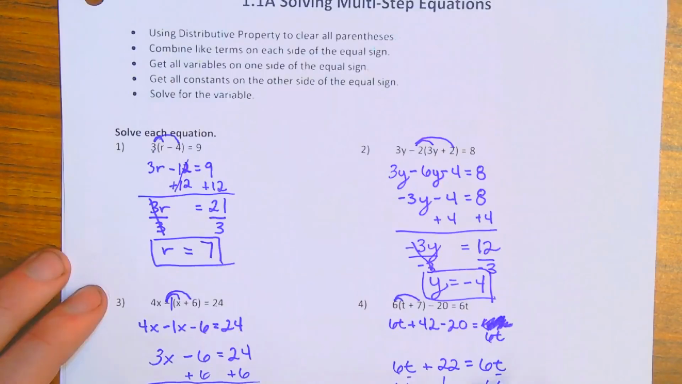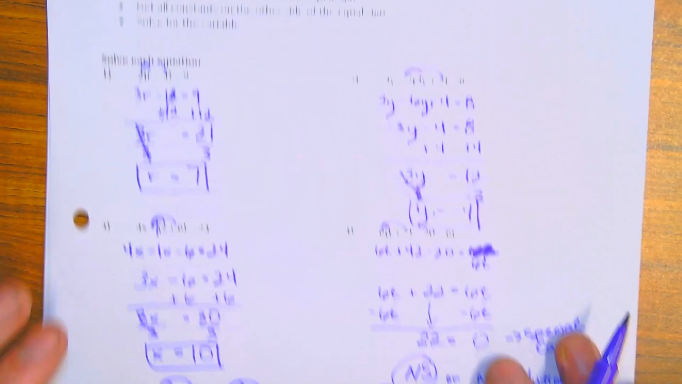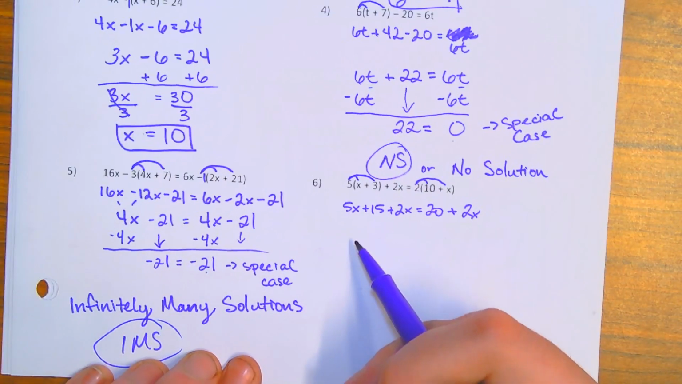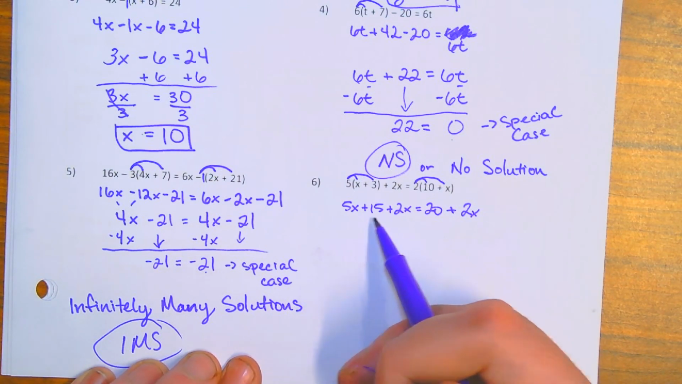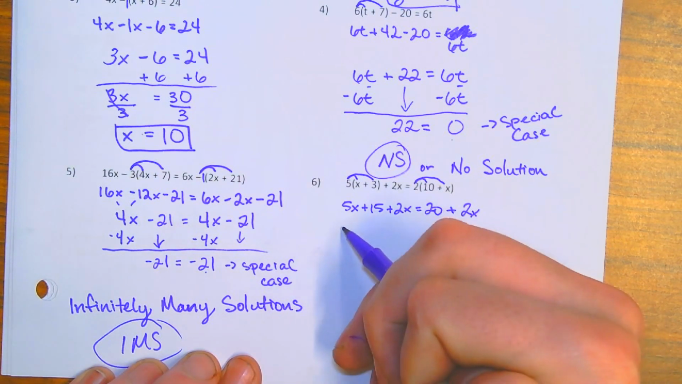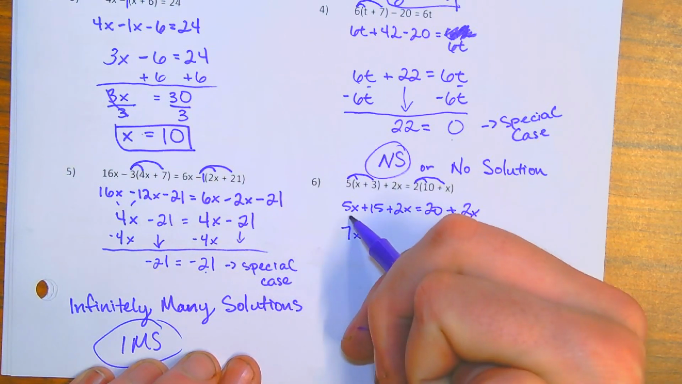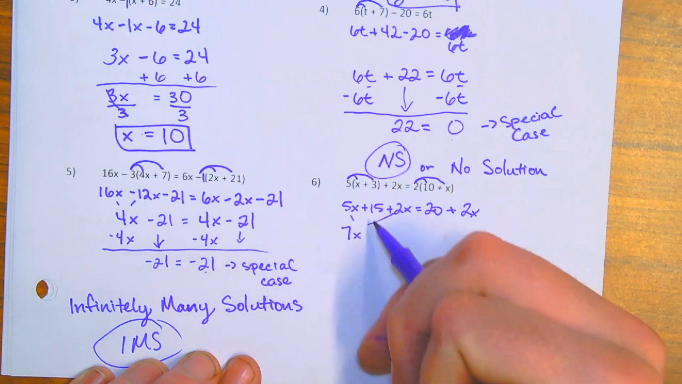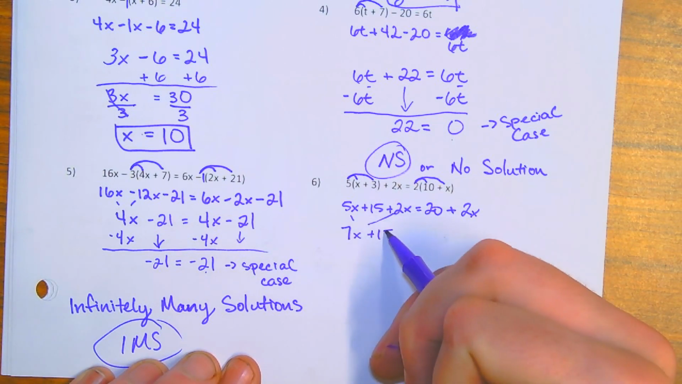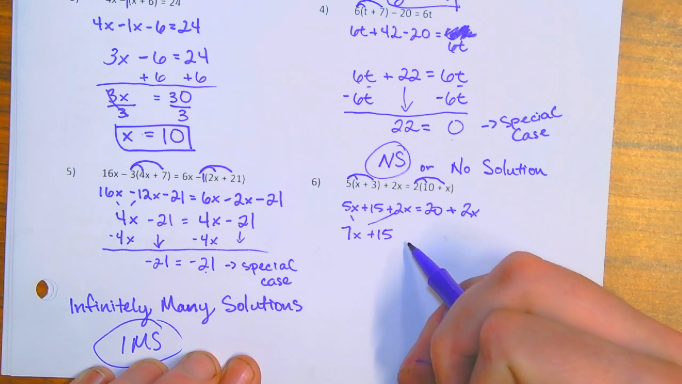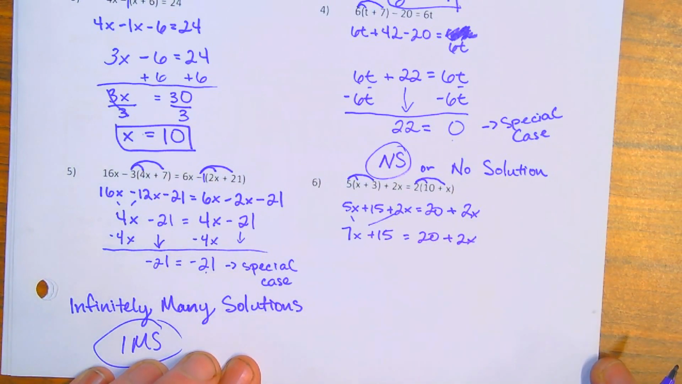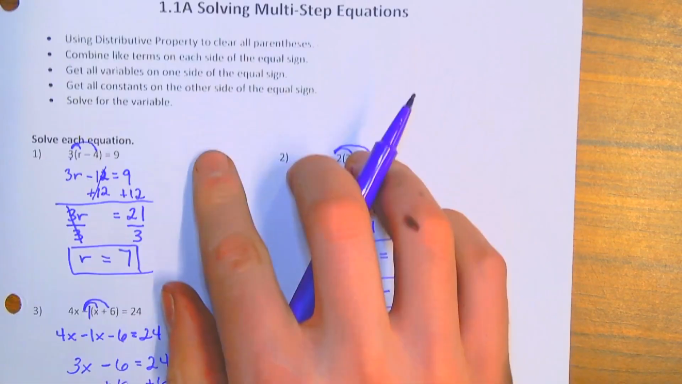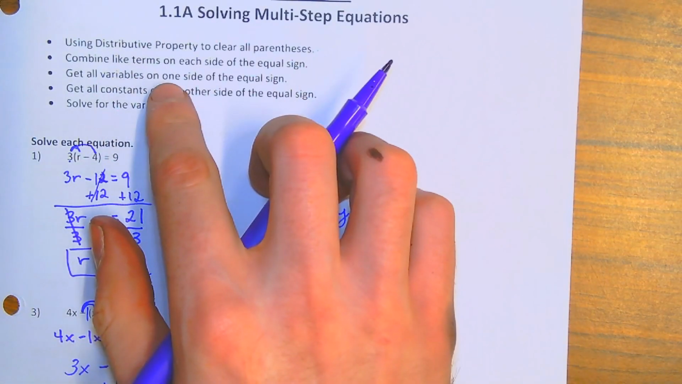From there, you want to combine like terms. Remember, like terms are things that have things in common. 5 and 2 both have an x on them, and they're on the same side. So all I want you guys to do is think 5 plus 2. 5 plus 2 should give you 7x. Drop your 15. Equals 20 plus 2x.